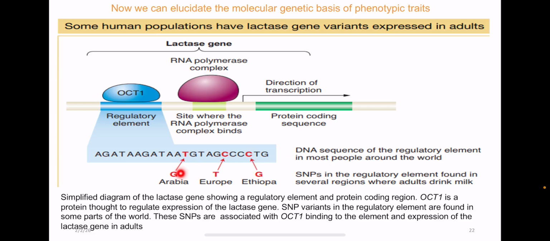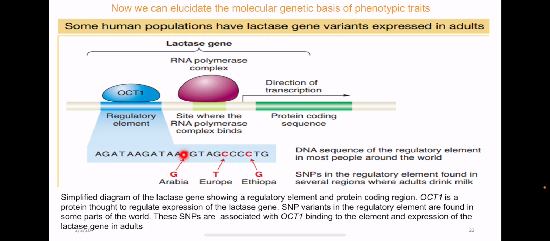So in Arabia, for example, where there is supposed to be a T, they have a G. In Europe, there's supposed to be a C, they have a T. Ethiopia, and so on. So actually the gene in all humans is the same, but the regulatory sequence in different populations is different, and this determines whether the gene will be turned on when you grow or turned off when you grow, right? And the regulatory sequence is bound by a regulatory protein called OCT1. So this OCT1 helps recruit the RNA polymerase complex and controls whether transcription happens in adults or not.